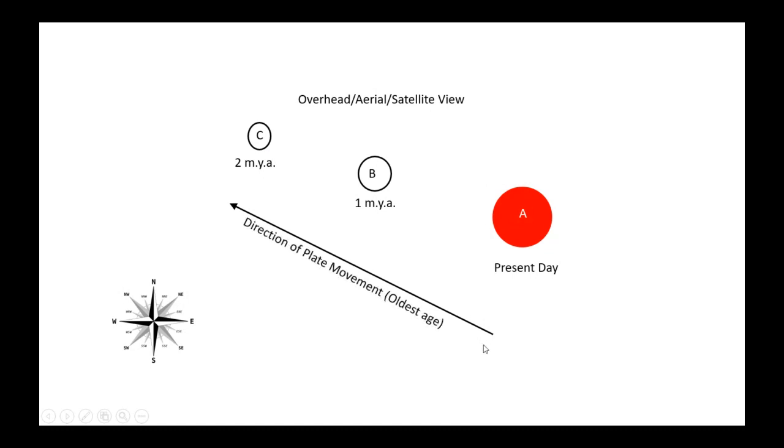And so the direction of the plate movement, if we're looking at this compass here, is to the northwest. It's very important that you remember that the hotspot is stationary and the plate overrides that stationary source, the hotspot.